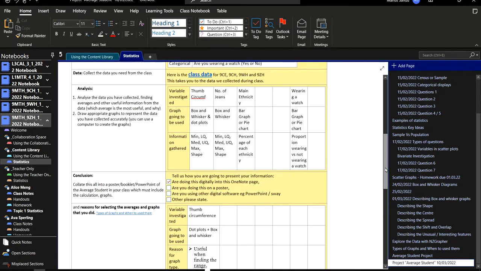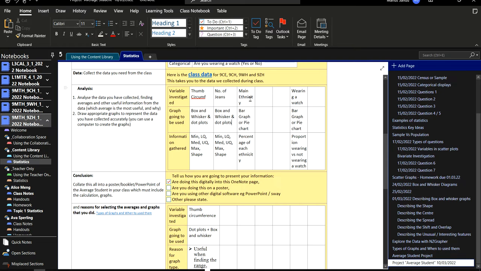What is the next one? Number of jeans, same. Box and whisker and dot plots. Yes? The information you can gather from that type of graph is also minimum, lower quartile, median, upper quartile, maximum, and shape. Yes? And underneath here is the same kind of information that you need to fill in.